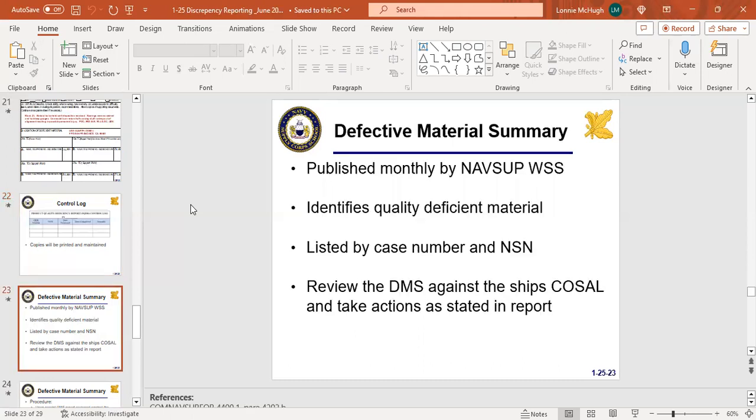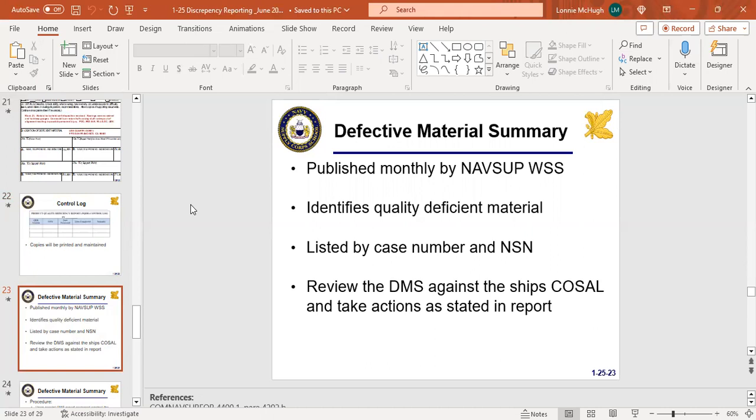All right. Moving on to our last enabling objective, the defective material summary. This is simply published by NAVSUP WSS monthly and identifies all the materials that they found that are deficient, and it lists it by NSN. Whenever this is published, you or one of the people in your shop need to review this list against your inventory and make sure that you do not have these items in stock. If you do have them in stock, you need to pull them from the shelf, and NAVSUP WSS will give you disposition instructions.